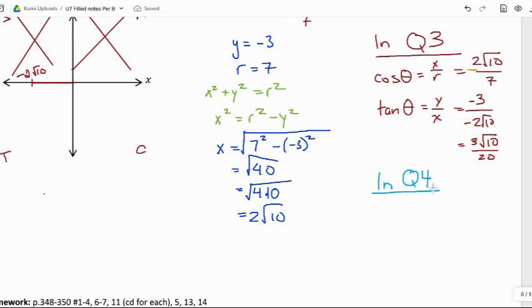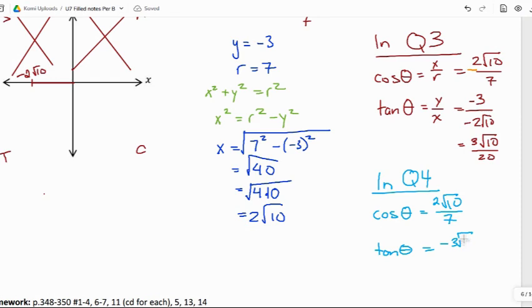Okay. So this angle can either be in quadrant 3, but it can also be in quadrant 4. In quadrant 4, the x's, y's, and r's are the same. The only thing that changes is, tell me about cosine in quadrant 4. Oh, now it's positive. So I take 2 root 10 over 7, and I just make it positive. And for tangent, in quadrant 3, it was positive, and now it is what?